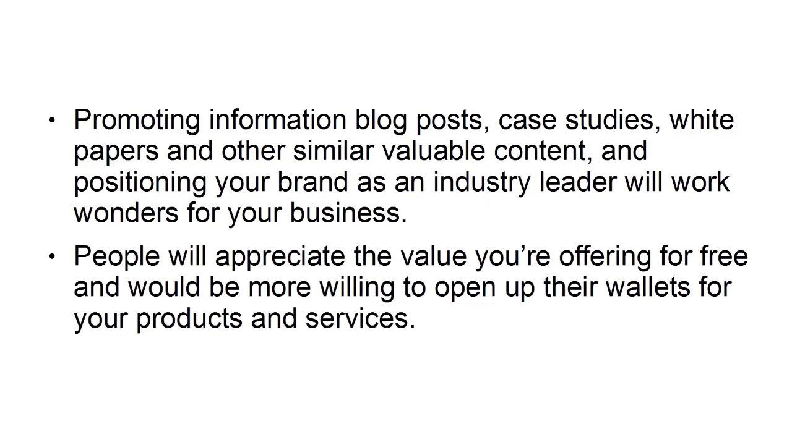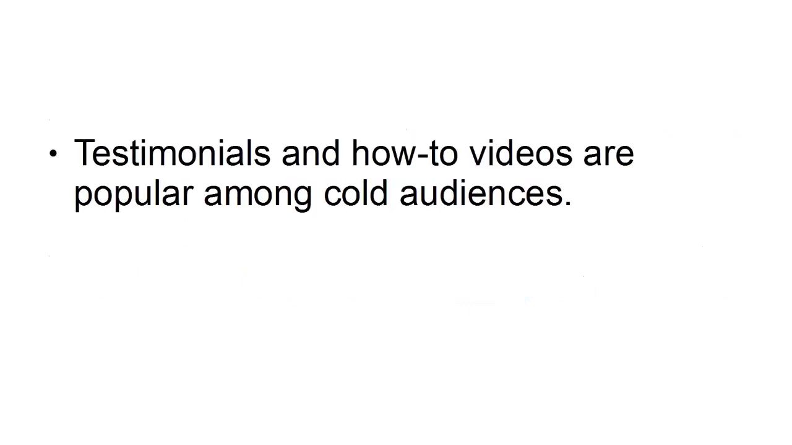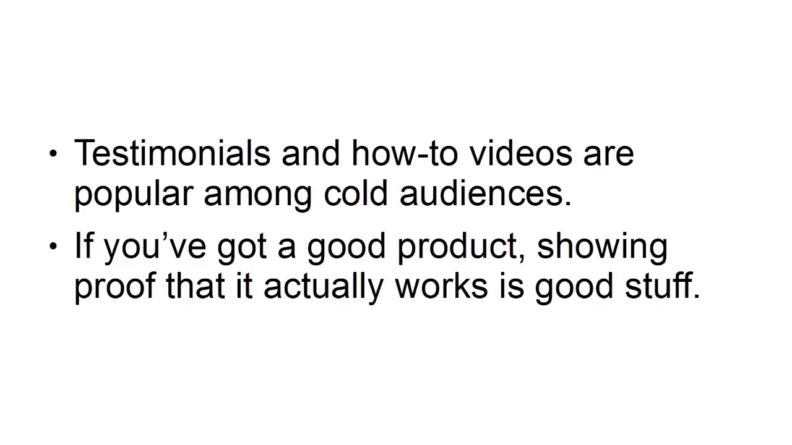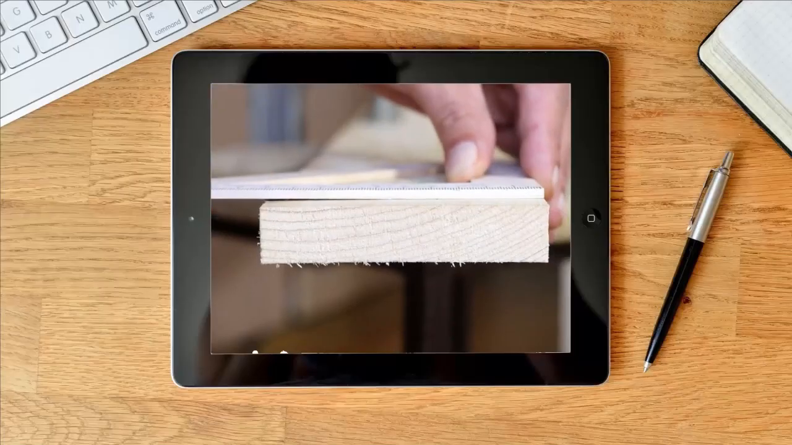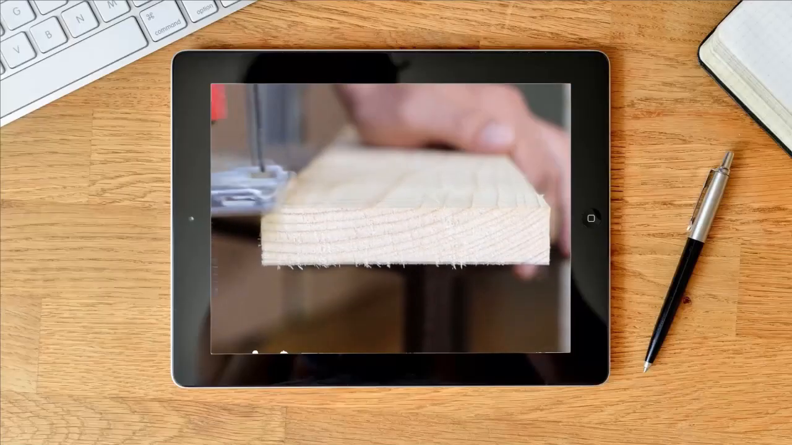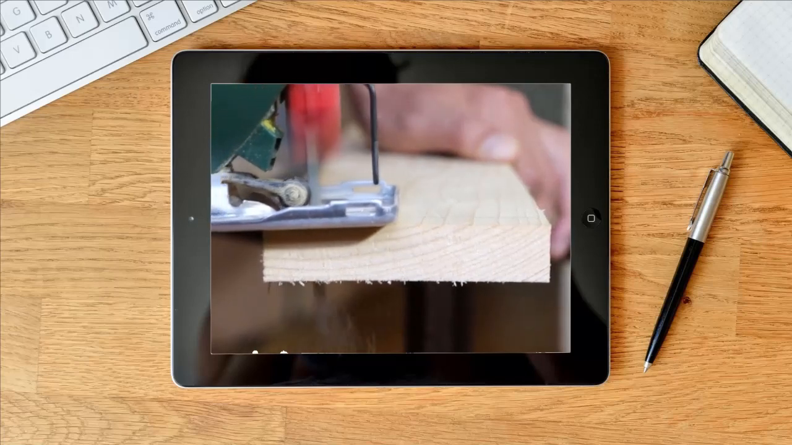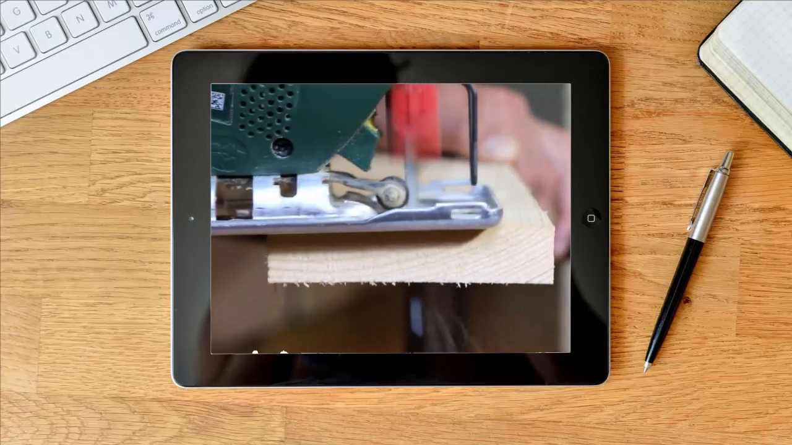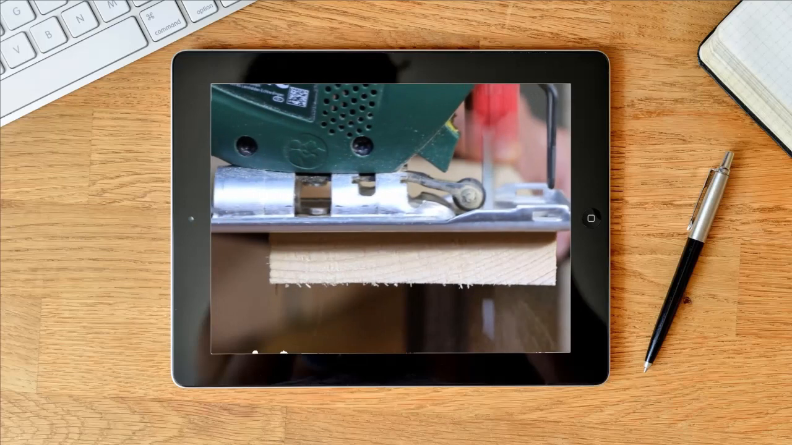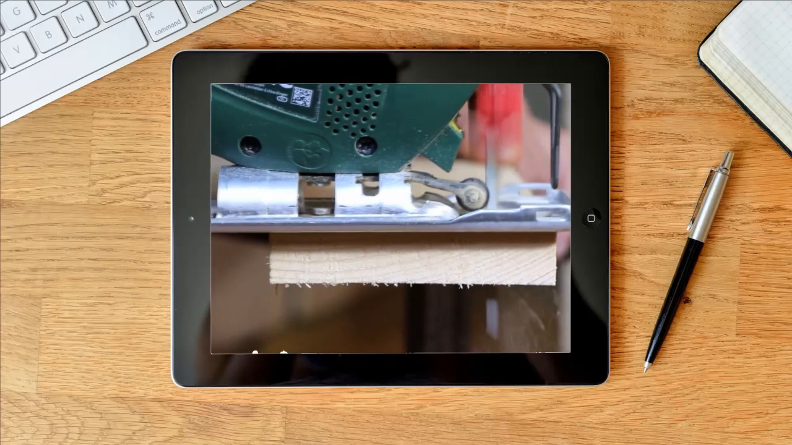3. Show proof that your product works. Testimonials and how-to videos are popular among cold audiences. If you've got a good product, showing proof that it actually works is good stuff. This is why video ads perform better than standard text ads. In videos, people can see your product in action. If your product is priced competitively, people will be more than happy to buy from you.